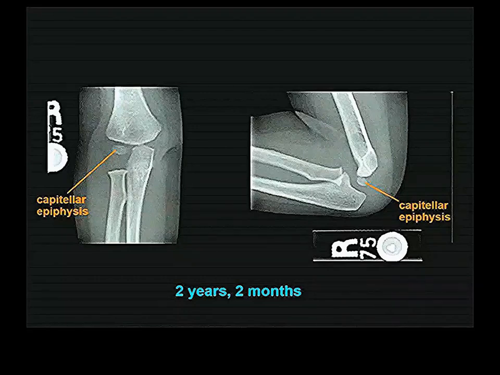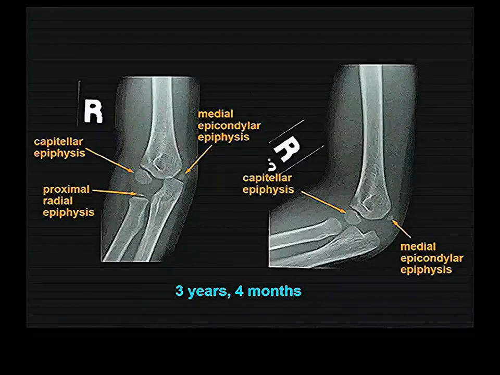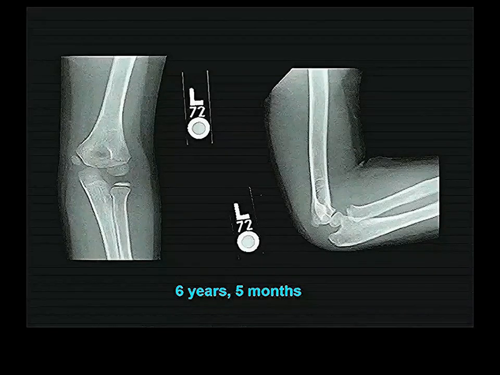Two different shots, same person. Go on to a little older, that's 2 years, 2 months. Here's someone a little older than that, 3 years, 4 months. The capitellar process is bigger. Now we start to see the epiphysis for the medial epicondyle, and we start to see the epiphysis for the head of the radius, which is the proximal radial epiphysis. A little older yet, the medial epicondylar epiphysis is bigger, the capitellar epiphysis is bigger, the proximal radial epiphysis is bigger.